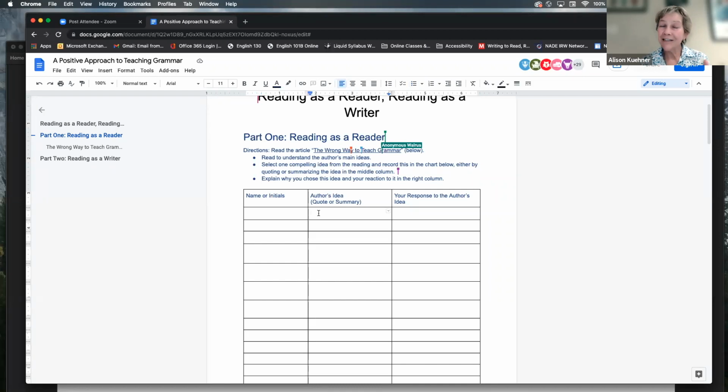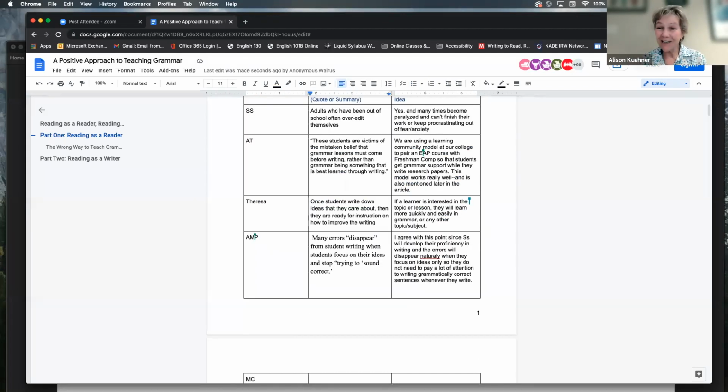Put the author's idea here. You can summarize it or quote it. And then what your response is. Why did you pick that? What's your reaction? Let's just take a quick peek at what people were able to write.